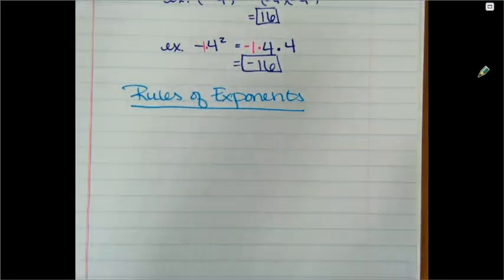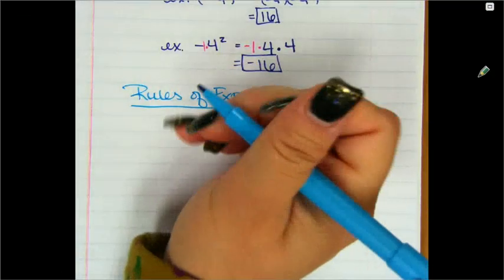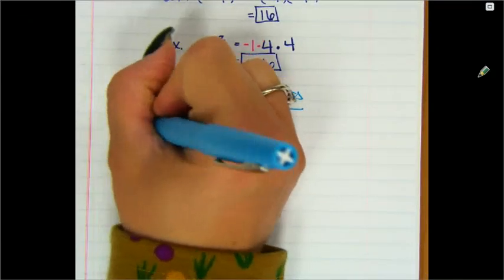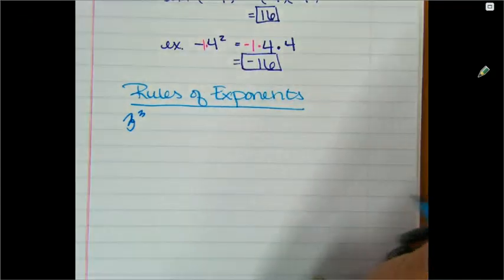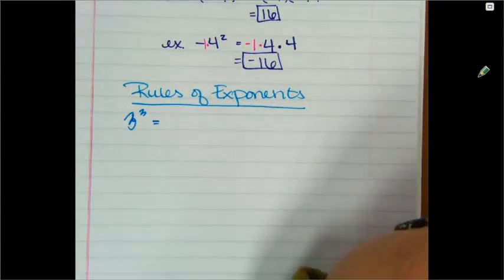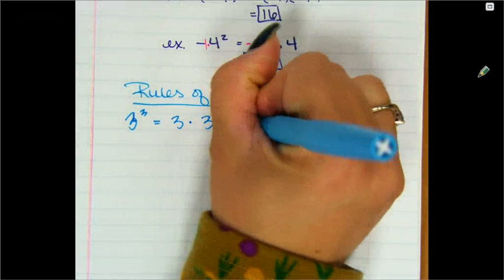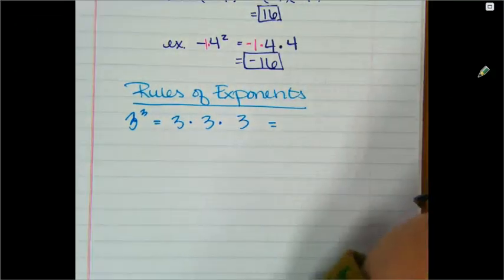All right, rules of exponents. So we're going to talk about, let's use 3s, because 3s are easier. Let's do 3 to the third power. And we're going to expand, so what does it mean to be 3 to the third power? 3 times 3 times 3, which is 27. Good.